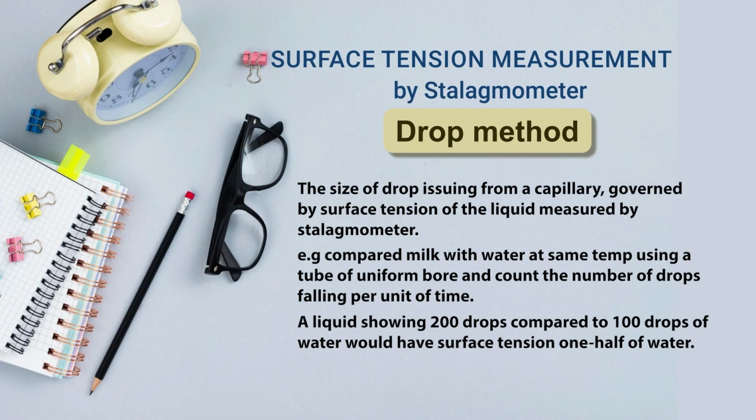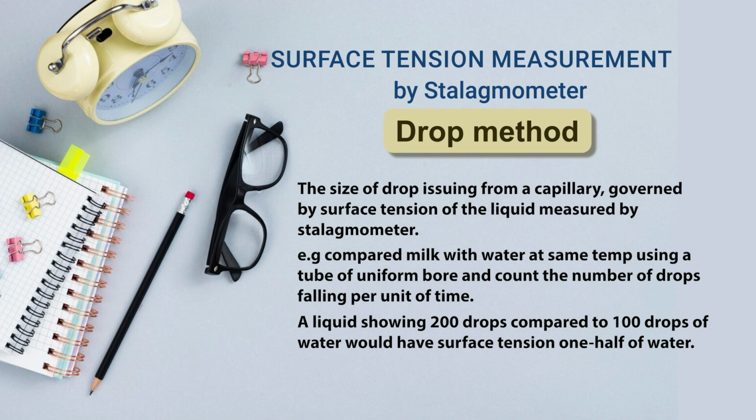So what you do is, you have a capillary and let the drop fall down. This is done by the stalagmometer, and from the orifice of the stalagmometer the liquid is allowed to fall. Now how many drops is it forming? Suppose, for example, you take a stalagmometer and you make the milk fall. You put the stopwatch and count the number of drops. Suppose there are 200 drops compared to 100 drops of water. That means the surface tension of milk is 1/2 of water.